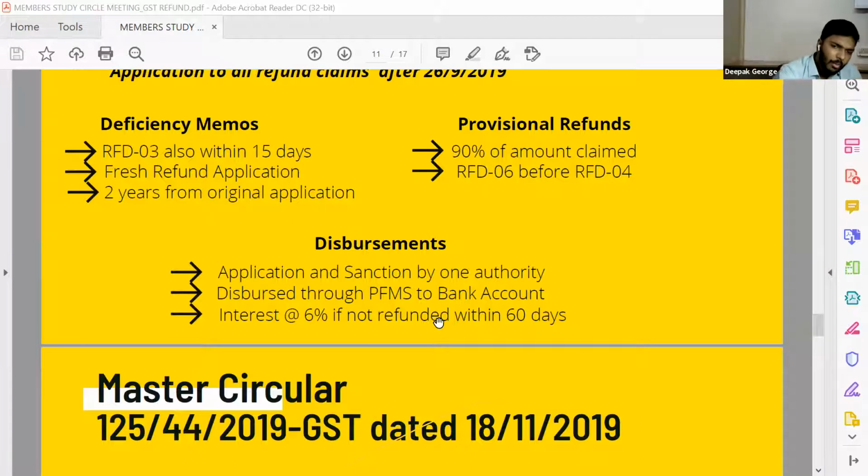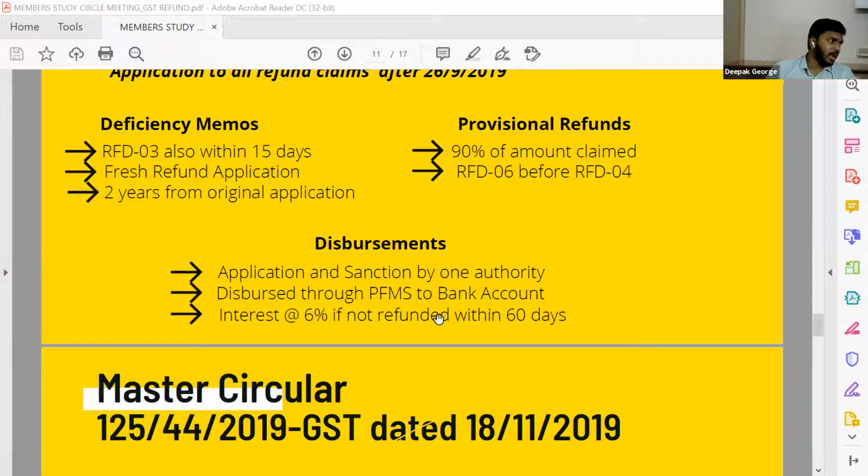And yes, one more line which I find only in books: interest at 6% if not refunded within 60 days. Clearly, it is mentioned in the rules. It is mentioned in the section. It is also clarified in this circular number 125 that if the GST authority is not processing the refund within 60 days, then the interest that the officer should pay and you should receive is 6% on your refund amount. Again, it's like your provisional refund. I have not seen this interest.